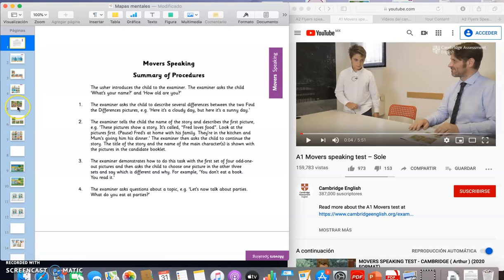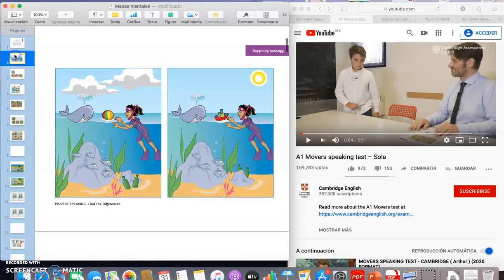Let's go to the part of the two pictures. We have two pictures, two images, and in this part, the examiner will ask the child to see the pictures carefully and find the differences. For example, here in the first picture is a cloudy day, but in the second picture is a sunny day. So you need to find the differences between these two pictures.